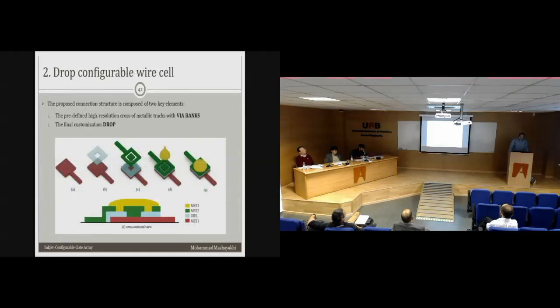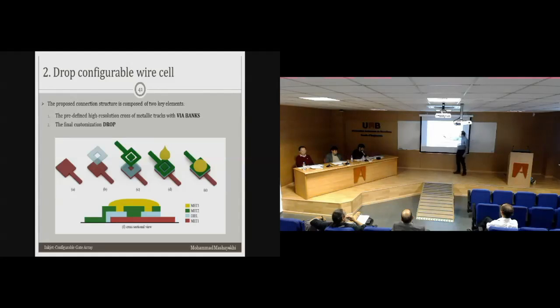So for that, we are proposing a drop configurable structure. This structure is composed of 2 key elements, via banks and drops. So the algorithm is similar. We have two metallic layers isolated, and the idea is, by leaving drops here rather than fine, long lines, to connect the exterior metal 2 layer to the metal 1 layer.